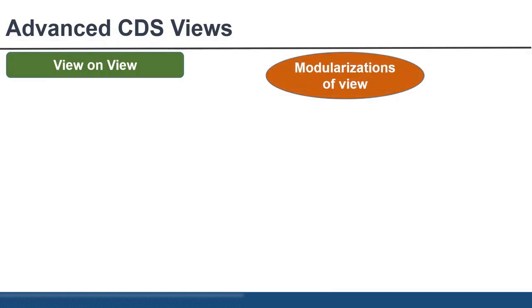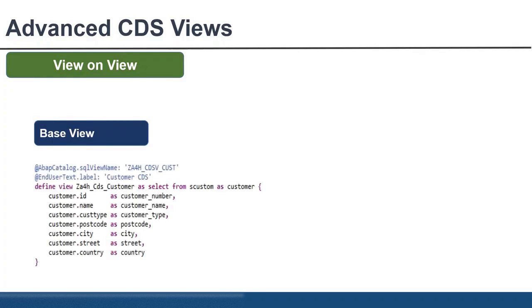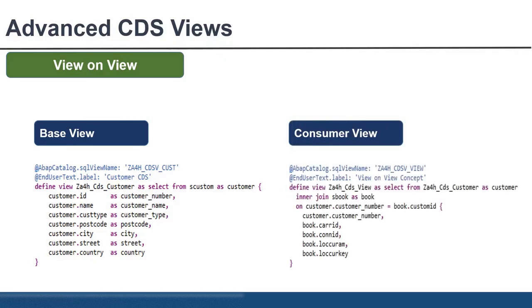View on views. This can be considered as modularization of views. So basically, instead of selecting data from the table, we can use the view as the source of another view. It can have another view as the database, and there's no restriction on the number of layers. An example: here's the ways view, selecting data from scustom, and the view which uses the ways view as its source.